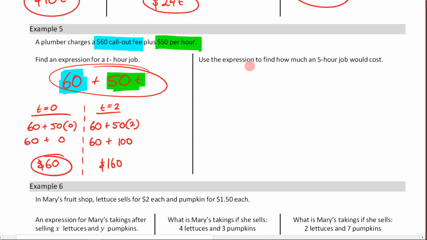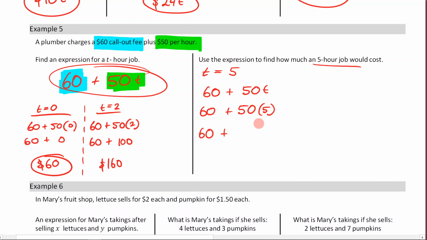Now the question says, use the expression to find how much a 5-hour job would cost. Well, if it's a 5-hour job, that means T is going to be equal to 5. I'm going to take my expression and then I'm going to substitute 5 into the T spot. And now I'm going to get 50 times 5. So I've got 60 plus 50 times 5, which is going to be 250. And then I'm going to go 60 plus 250 is 310, and that's dollars.